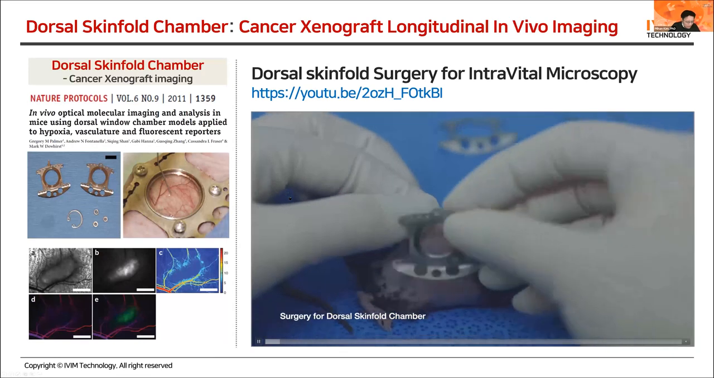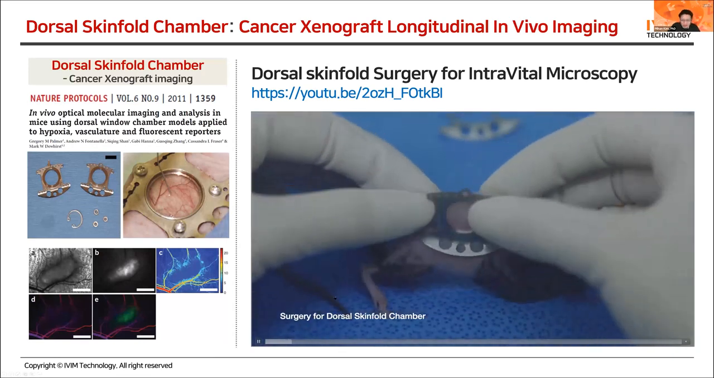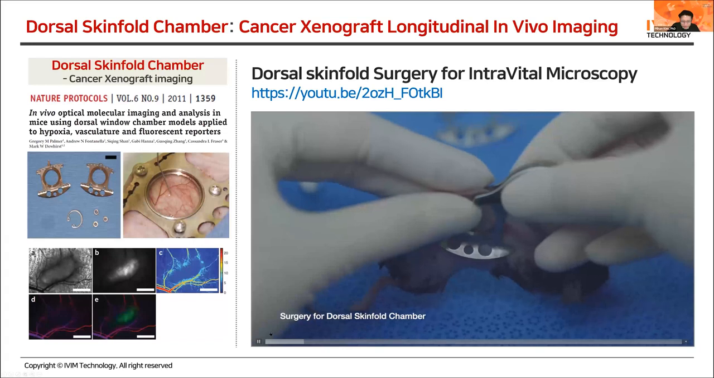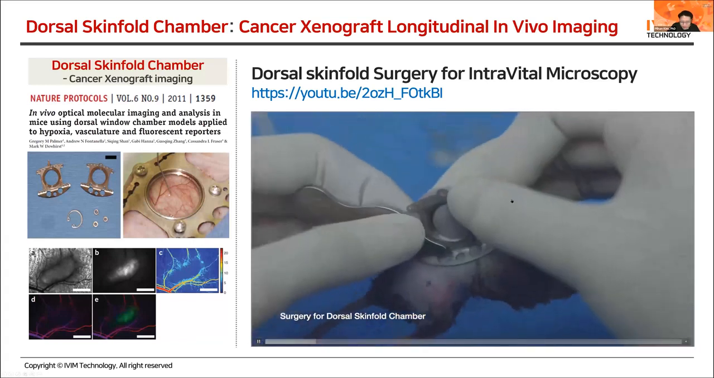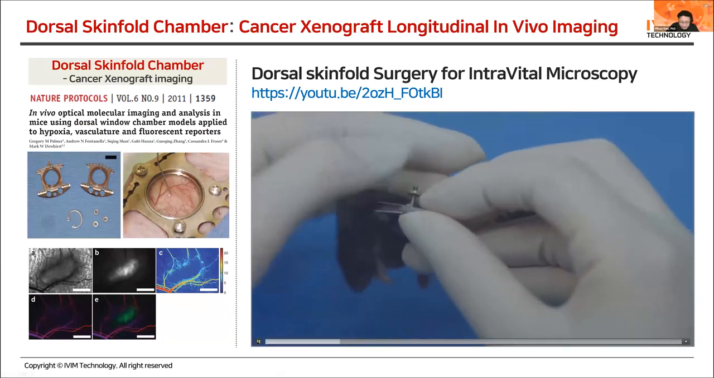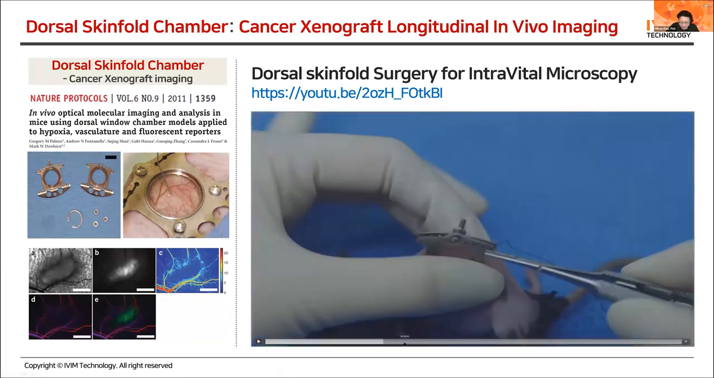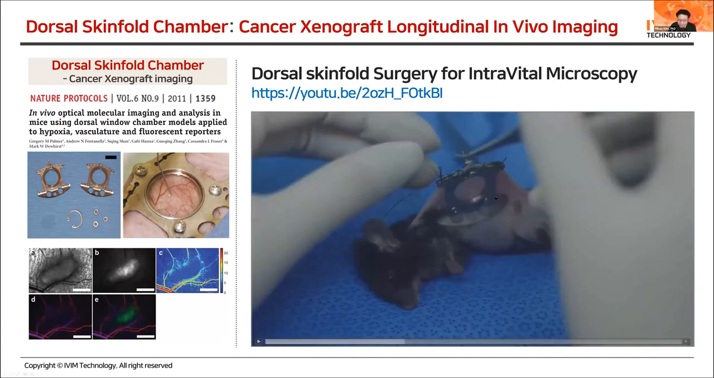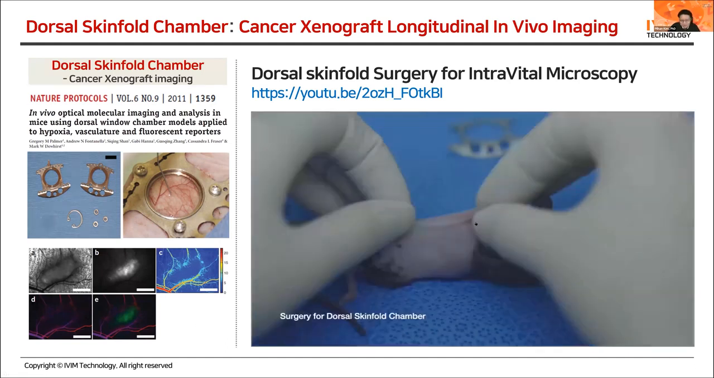So from now on, let me briefly introduce the imaging chamber. I don't want to explain too much here, but this is one of our educational videos uploaded on YouTube. We can make this dorsal skin fold chamber implanted on the dorsal skin, and then we can inject the cancer cells into the subcutaneous tissue in the middle of this imaging window, and then we can monitor how this cancer tumor model grows over several weeks.